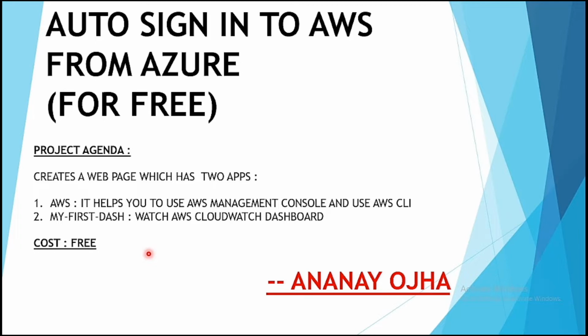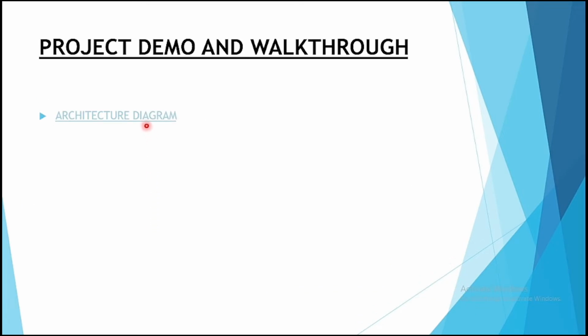So the agenda for this project is auto sign-in to AWS from Azure, and it has two parts. The very first part is that it creates two applications. The first application helps your users sign into the AWS Management Console and use AWS CLI, and the second one is for auditors, where your auditors can watch your AWS CloudWatch dashboards. And of course the best part is that the users you are assigning access to AWS do not need to have any AWS account. Now let me show you how.